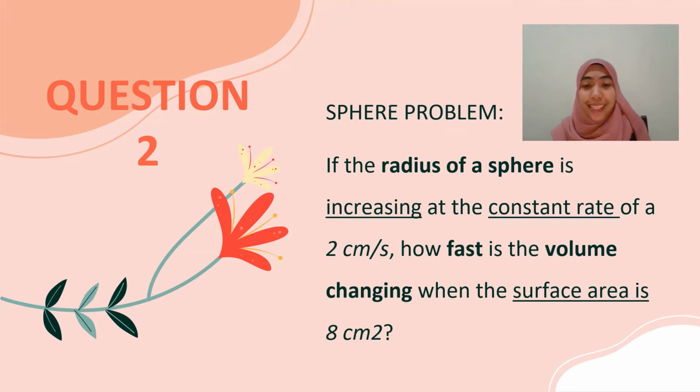So the question is, if the radius of a sphere is increasing at a constant rate of 2 cm per second, how fast is the volume changing when the surface area is 8 cm squared? What we have to find in this problem is how fast the volume of the sphere is changing when the sphere is expanding by its radius that increases at a constant rate of 2 cm per second, and when the surface area is given as 8 cm squared.